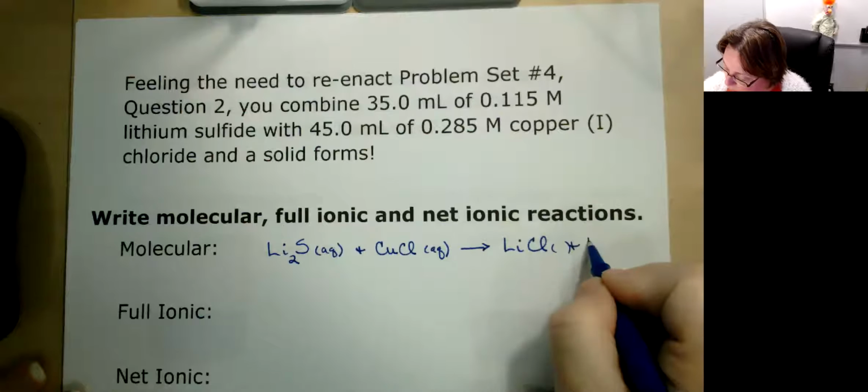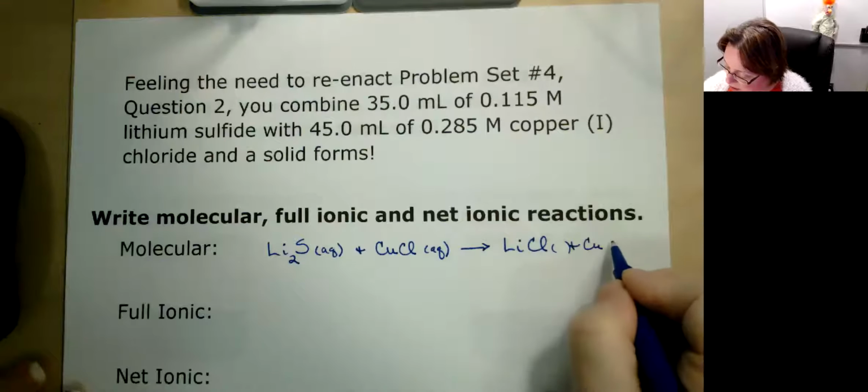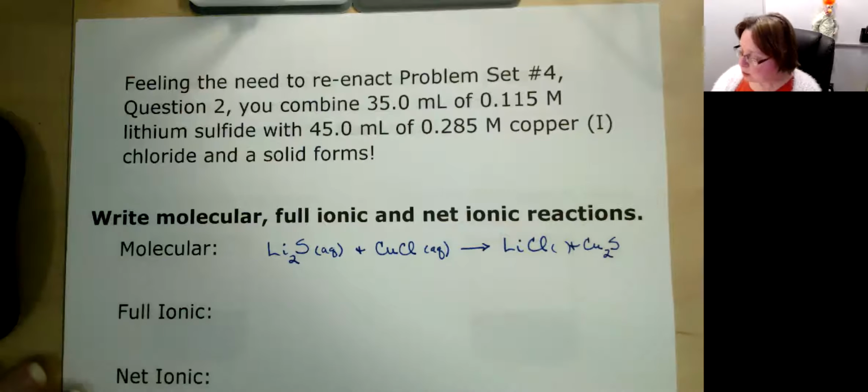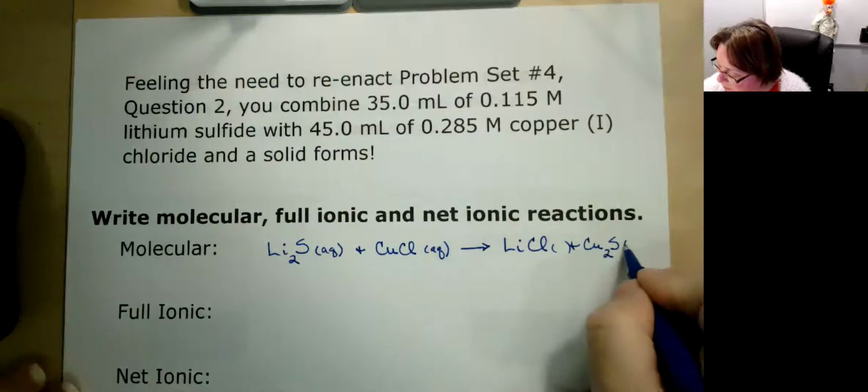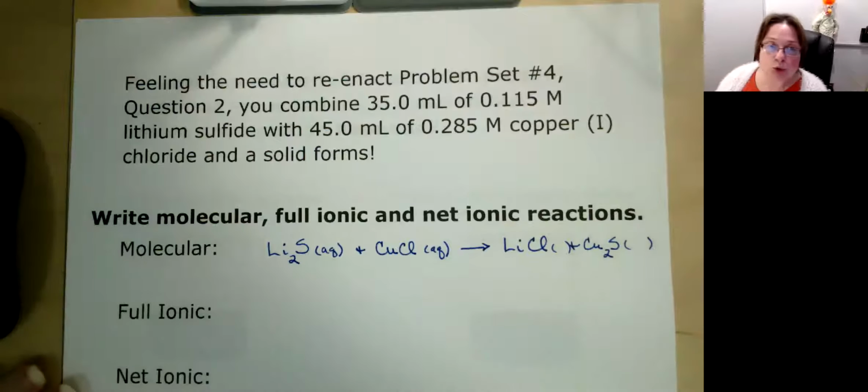And then copper-1, the 1+ charge. Sulfur still has a -2 charge. So we'll need 2 of those coppers. And again, note I'm not worried yet about balancing. First, I'll deal with which of these 2 compounds is a solid. We know one of them is. That was a hint in our problem there.